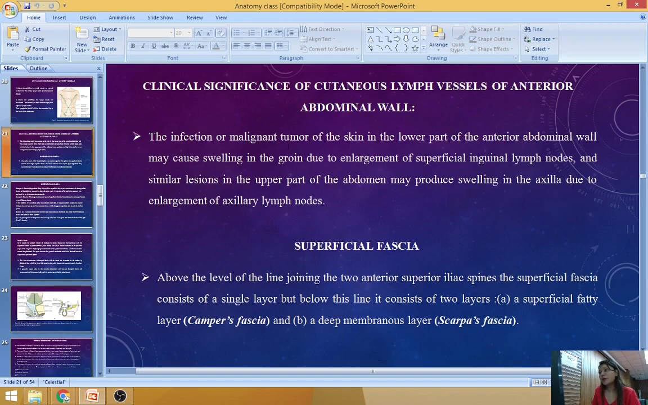Any tumor or any cancer of the skin in the lower part of the anterior abdominal wall may cause swelling in the groin. Why will there be swelling? Because of the enlargement of the superficial inguinal lymph nodes. And if the lesion is above the abdomen, there might be swelling in the axilla.